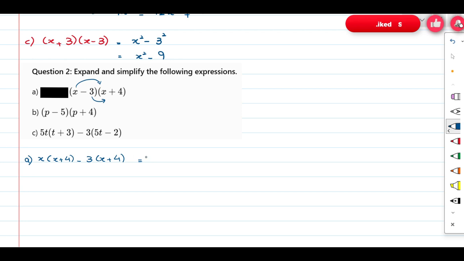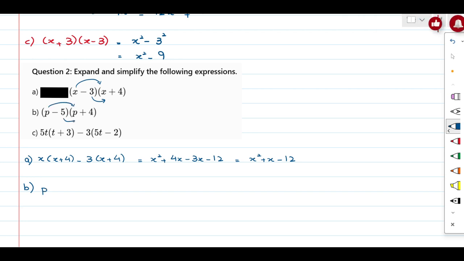Now we have x times x is x square, x times 4 is 4x, minus 3 times x is minus 3x, minus 3 times 4 is minus 12. Now you have x square, plus 4x and minus 3x is just x, and minus 12. This is how we expand the algebraic expression, and this is how we simplify it. Now let me practice part B. We expand p on the bracket and negative 5 on this bracket: p on p plus 4 and negative 5 on p plus 4.